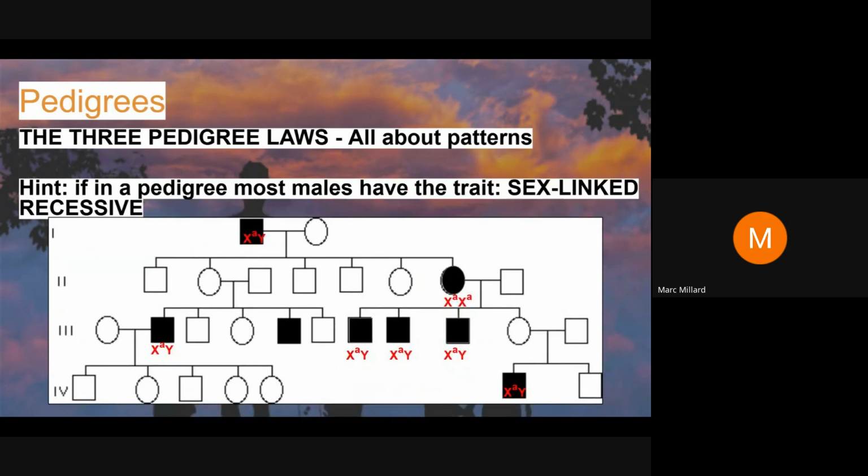So, hint, if mostly just males have the trait, you can usually guarantee that it's going to be a sex-linked recessive trait.